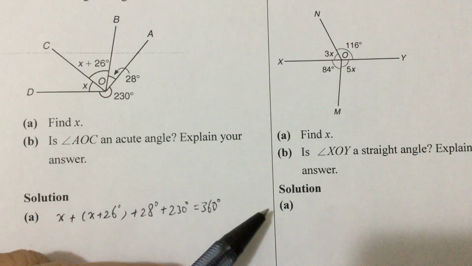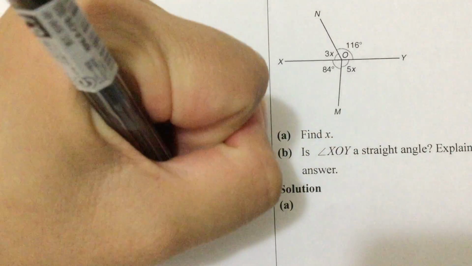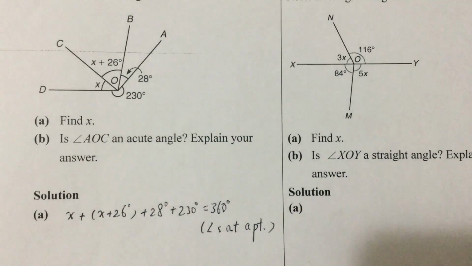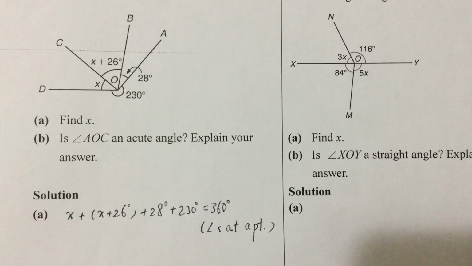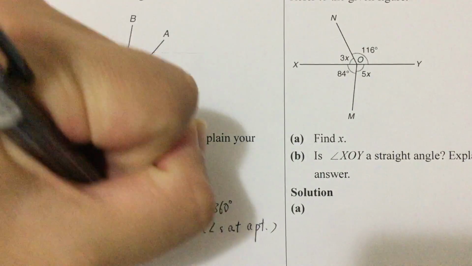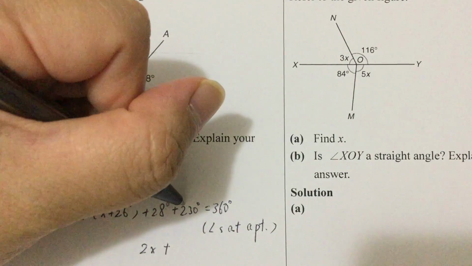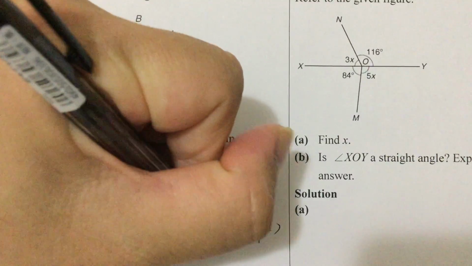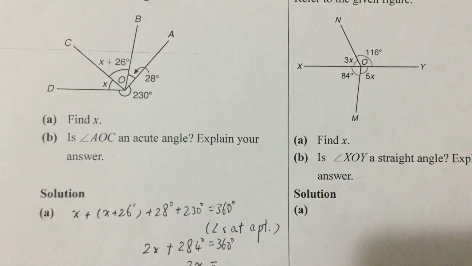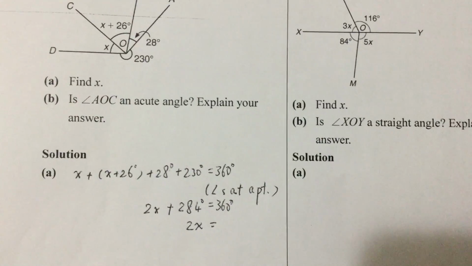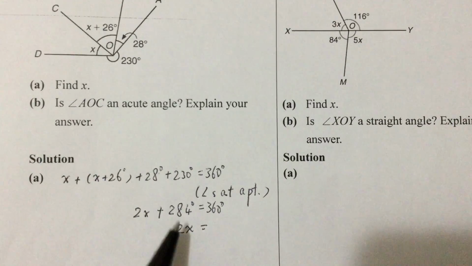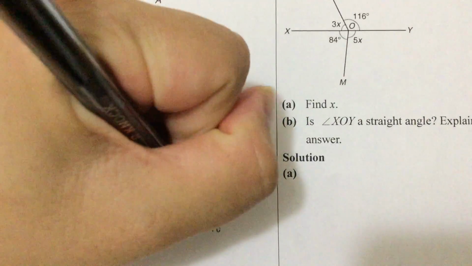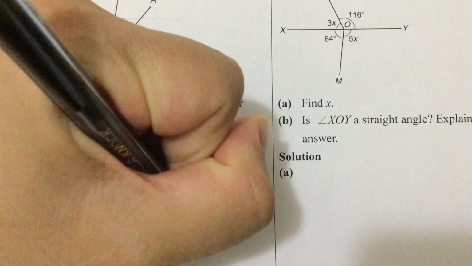Oh, I do not have enough space for me to write down the reason. Why don't we write it a little bit lower here? So you can write something like this: angles at a point. And now you can find out the answer. So you have 2x plus 54 plus 230, so this is 284 degrees and equals 360. So you have 2x equals, let me move a little bit upward, and then we do the calculation, 360 minus 284, you will have 76. So x will equal 38 degrees.